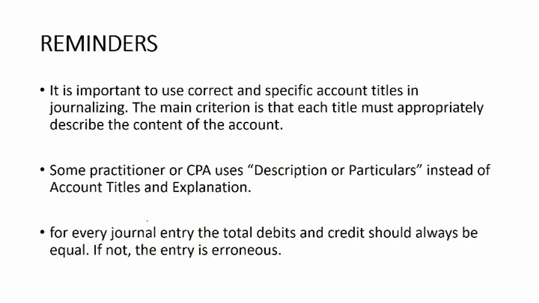There are some practitioners or CPAs that use description or particulars instead of the words account title. So, if you see descriptions or particulars instead of account titles and explanation, it is actually the same thing. Next, for every journal entry, the total debit and credit should always be equal. If it's not equal, then the entry is considered erroneous, or there is an error in the journalizing process.